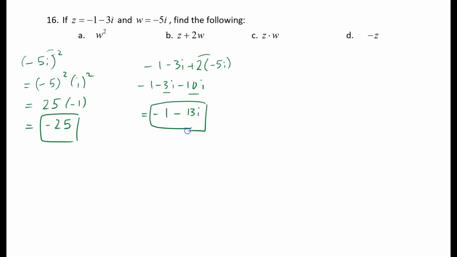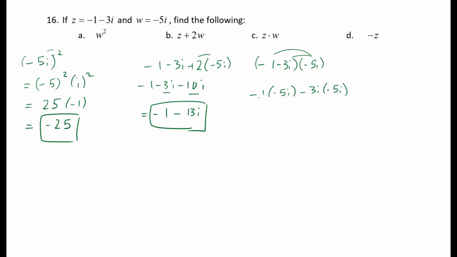Let's answer b. z times w is -1 minus 3i. w is -5i. Well, this is just a single term times the binomial, so we're just going to distribute that this way here. So we have -1 times -5i minus 3i times -5i.